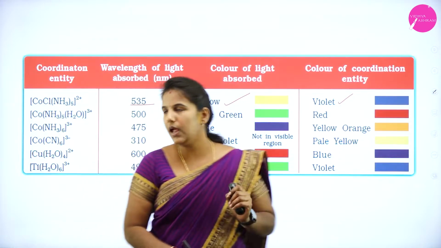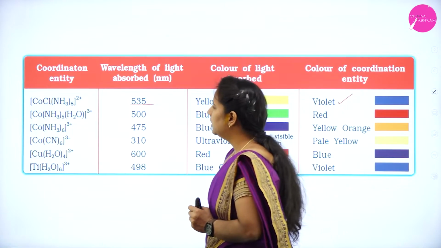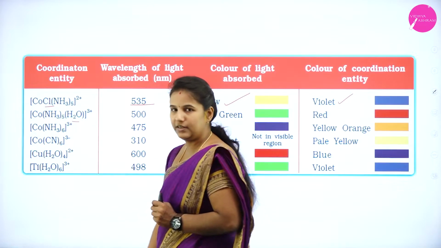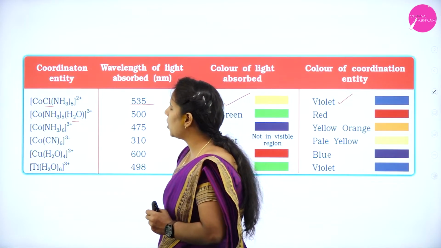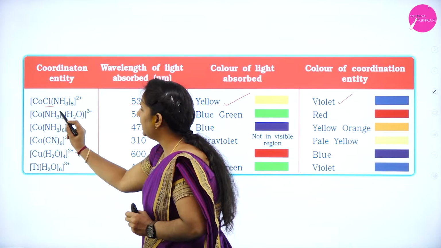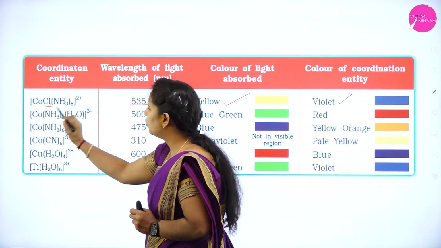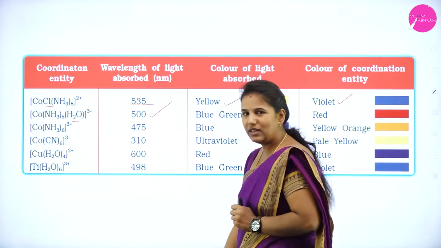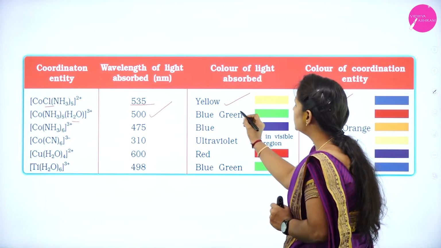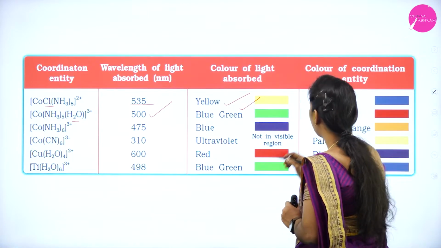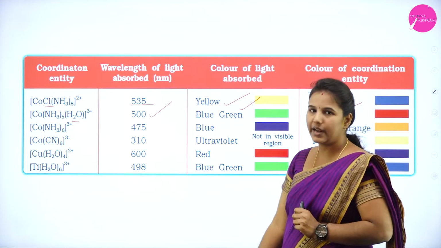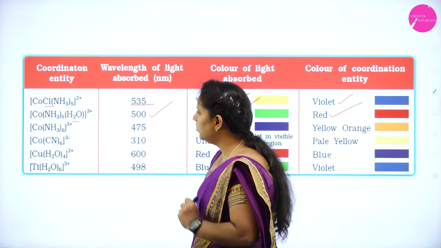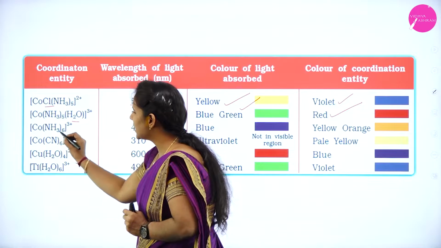Okay. Similarly, we have removed the chlorine, and instead we have added water here, and the name of the compound goes like this: pentaammineaquacobalt(III). It absorbs in the wavelength region around 500. So when it absorbs the green light, it gives rise to what? Red color. Okay. Similarly, we have one more compound where it consists of six amine groups.